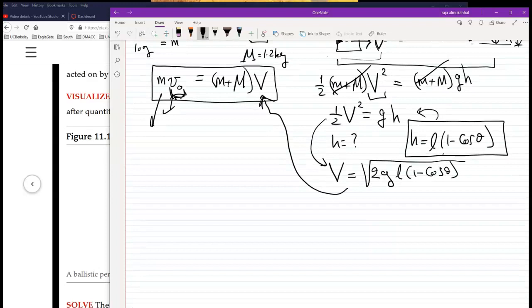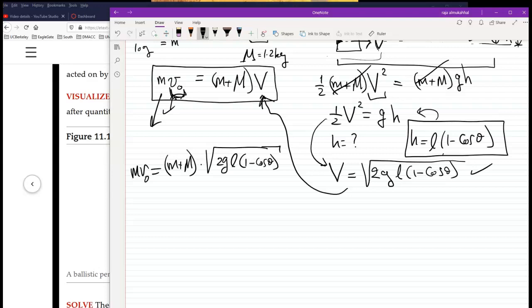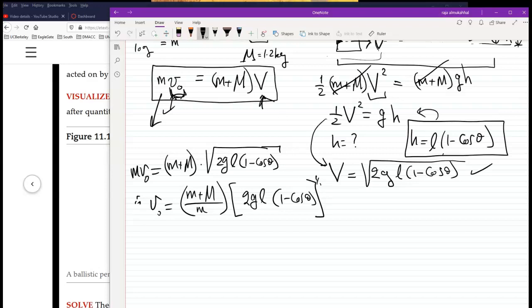Starting from here, I have m v naught equal to (m plus big M) times V, which is this one right here, one minus cosine theta. Therefore the velocity V naught is (m plus big M) over m times the square root of 2GL(1 minus cosine theta), to the 1/2.